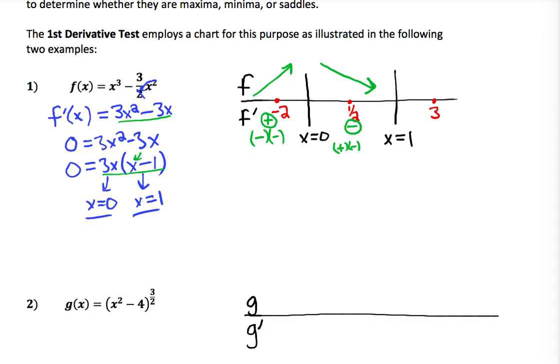If I put 3 in, I'm going to get 3 times 3. That's going to be positive. I'm going to get 3 minus 1. That's going to be positive as well. So over here, the derivative is positive. That means the function is increasing.